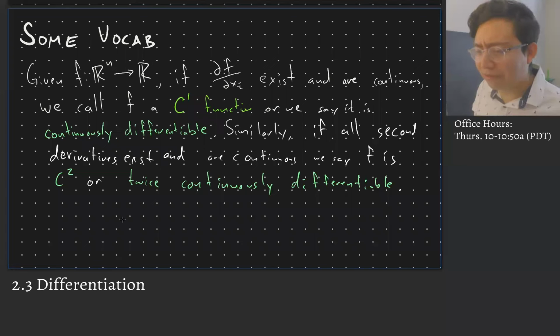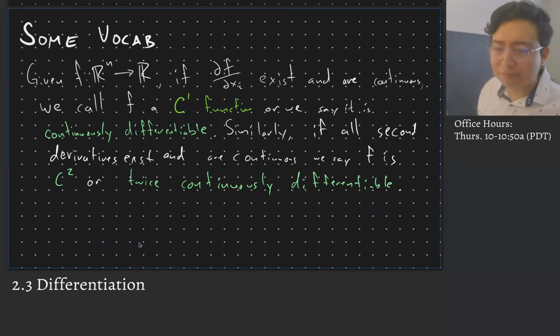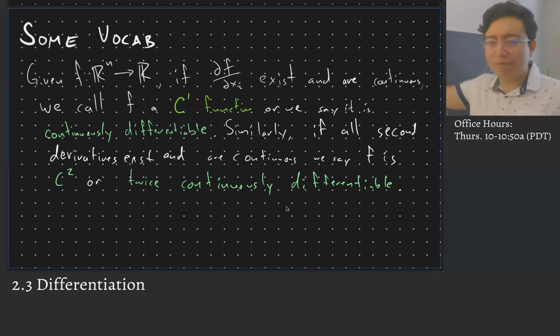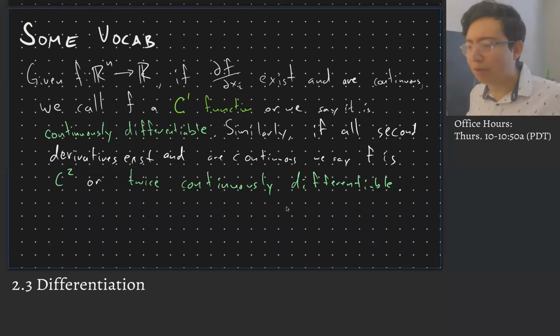And if you wanted to, you could say the same thing about third derivatives, all of them existing and being continuous. That's 3 times continuously differentiable, or C3. You can do Cn if you want, or C to any power, and it's just that you can take that many derivatives. And then there's also something called C infinity, which just means you can take derivatives as many times as you want, which is probably the most common type of function we'll see. Okay, cool.